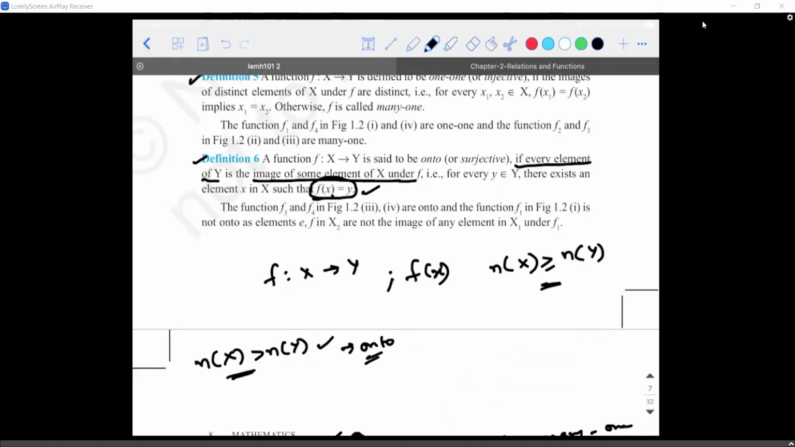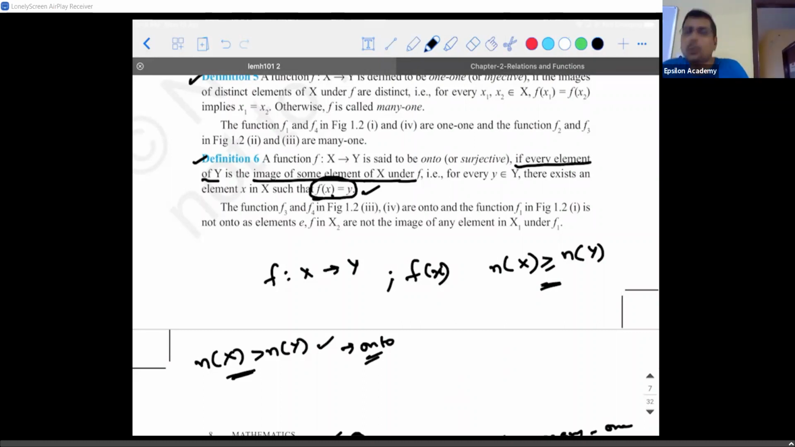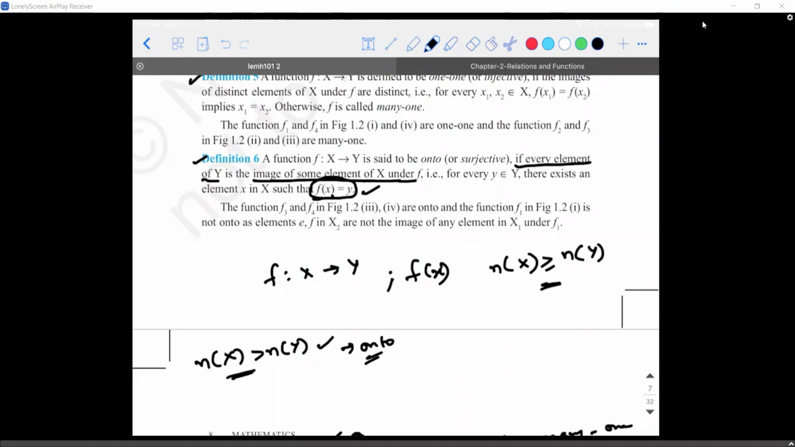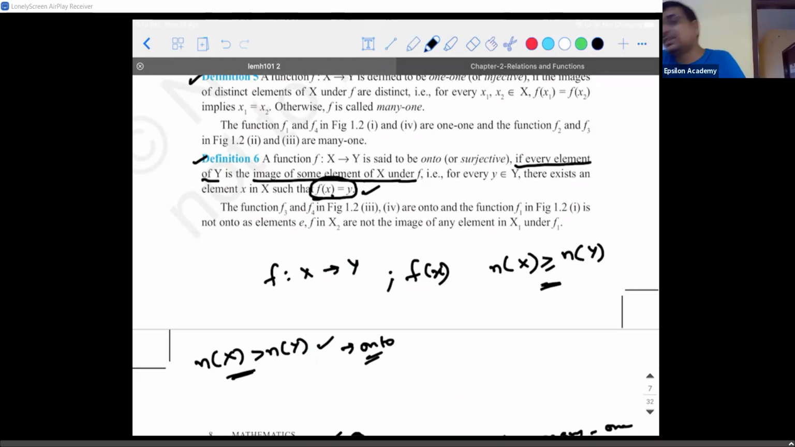No, sir. Obviously. Whereas, if I want the function to be one-to-one and onto, then the number of elements in X is equal to the number of elements in Y. If the number of elements in X is less than the number of elements in Y, it cannot be onto. It will fail to be an onto function because there will be at least one element in Y which is not going to have a pre-image. The codomain will not be equal to the range.